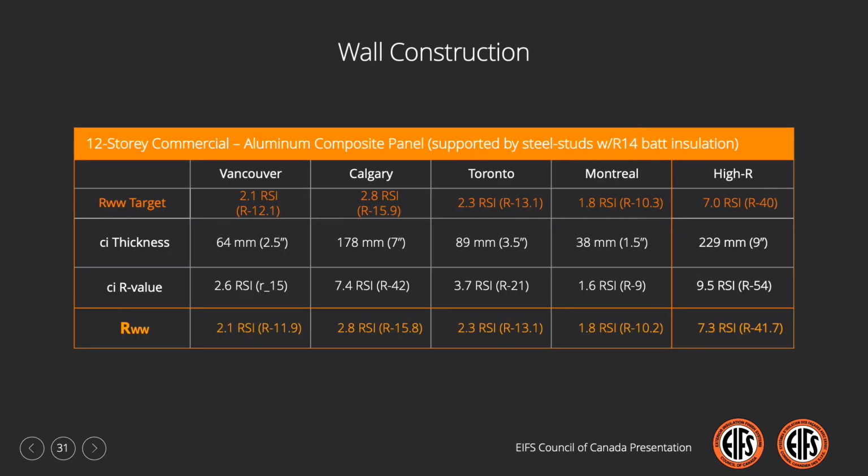And that's reflected in the table of results here as well, where we see insulation thicknesses in the range of our exterior insulation and finish system, slightly higher for Calgary and our high R wall condition, but less than what we see for masonry and our precast wall assemblies.